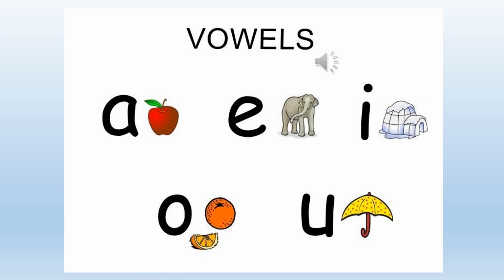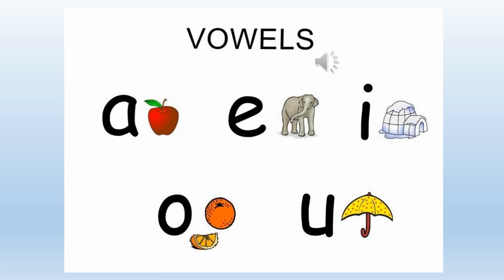Letter A has long and short sounds. The long sound says A and the short sound says A, as in apple. Next letter is letter E. Letter E long sound says E and the short one says as an elephant, egg. Next letter is letter I. Letter I long sound says I and the short one says as igloo.